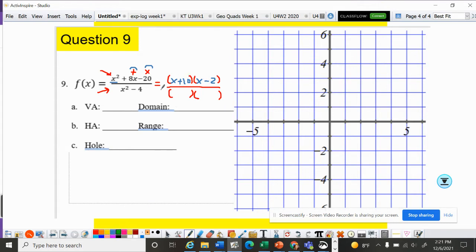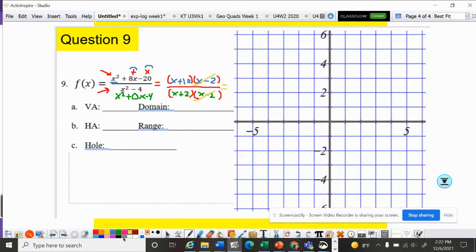I am then going to do the same thing for the denominator. So if you need to think about this as being x squared plus 0x, because I'm missing that b term, minus 4, you can do so. But basically, I need to multiply to get to negative 4 and add up to make 0. And the only way I can do that is if I have a plus 2 and a minus 2. And so at this point, you might be noticing, oh my goodness, there is an x minus 2 on the top and an x minus 2 on the bottom. So I'm going to cancel those two out.